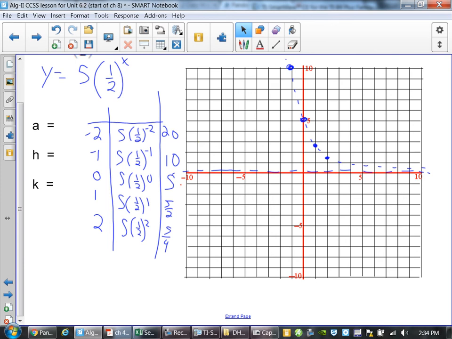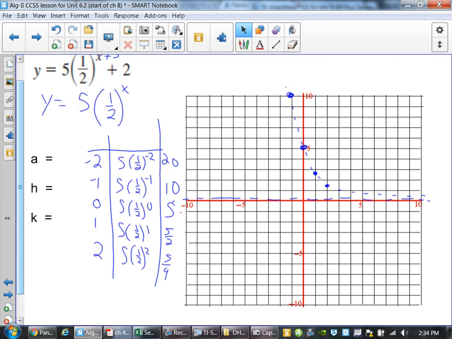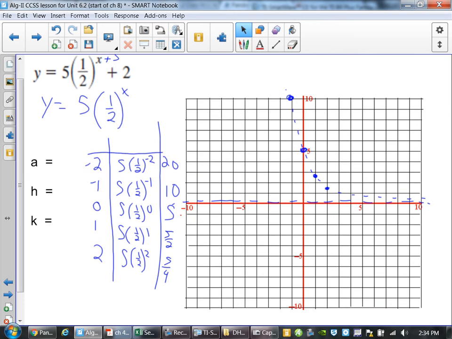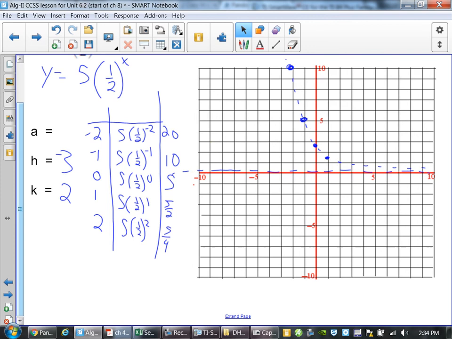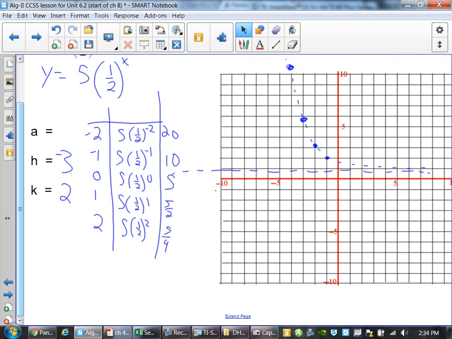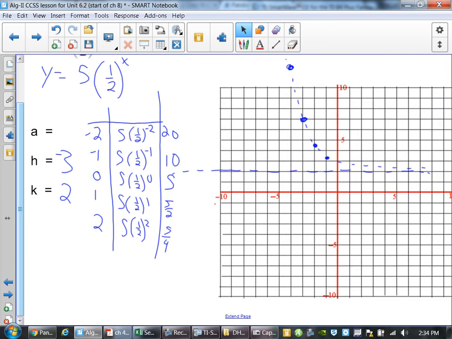Sure. So now we go back to this one. We had our H and our K here. If it's plus 3, is my H 3 or negative 3? Negative 3. And then K is at 2, so what's my K value? 2. So what do I do to all of those points? Left 3, up 2. So everything just gets moved left 3 and up 2. And it would look like that.